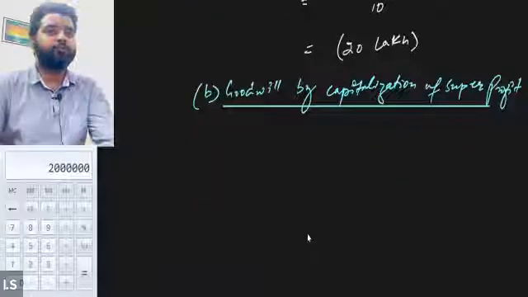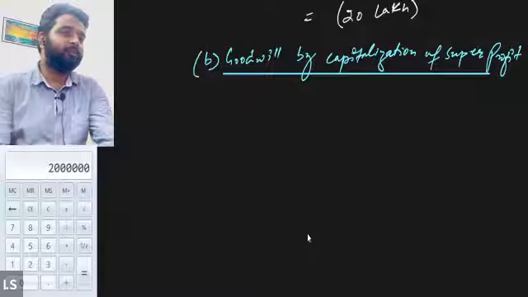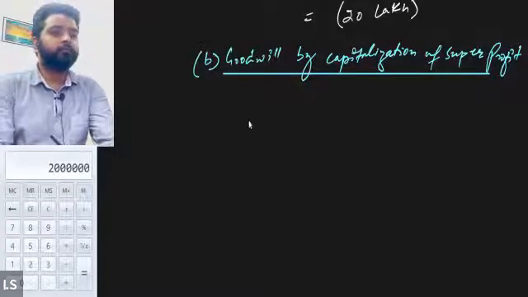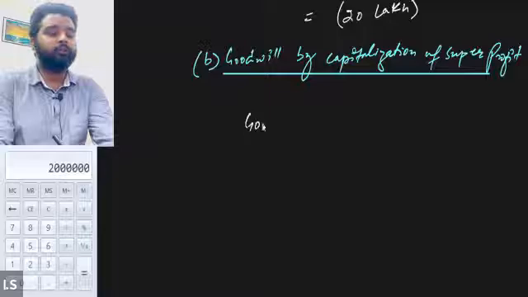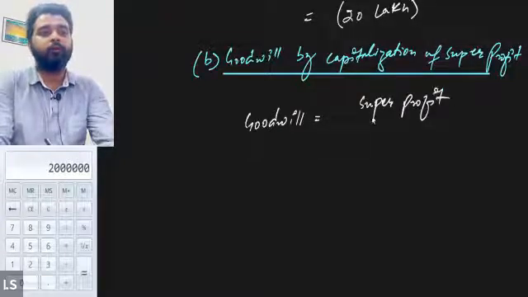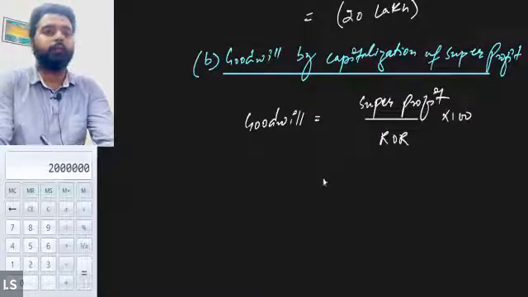The interesting thing about this formula is that you will get the same answer by both methods. Either you find the value of goodwill by the average profit or by super profit capitalization, you should get the same answer. Goodwill equals super profit divided by the rate of return into 100.